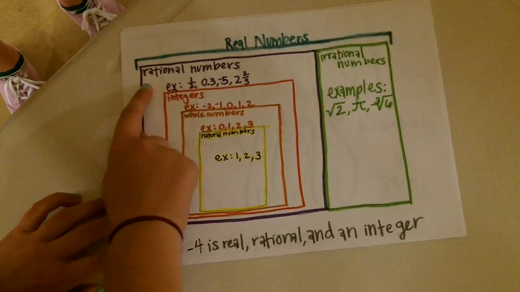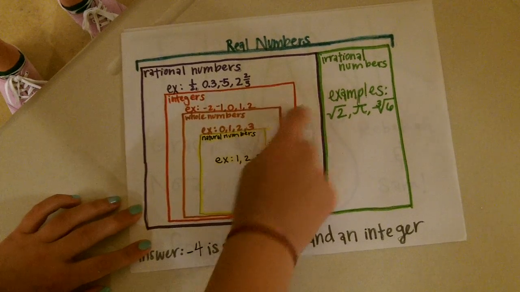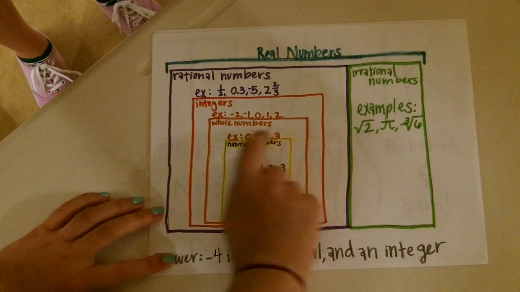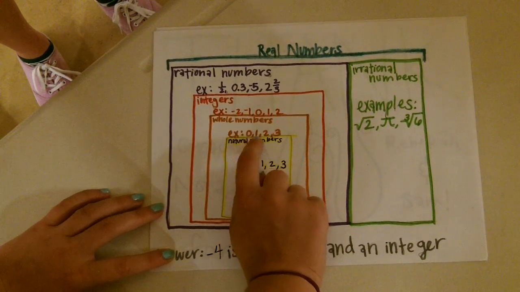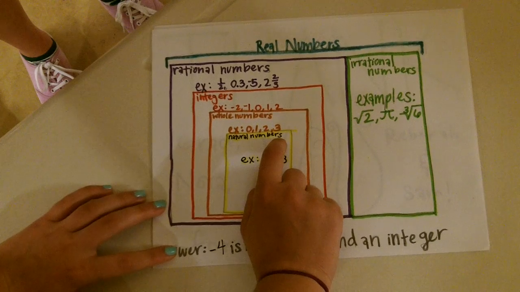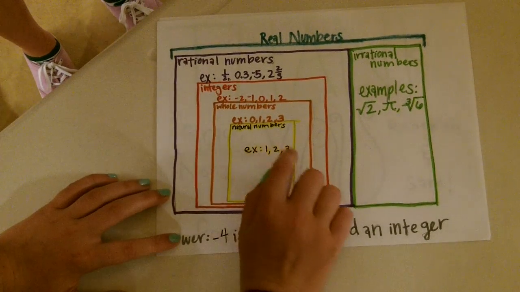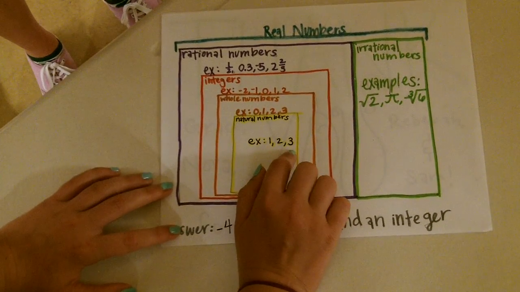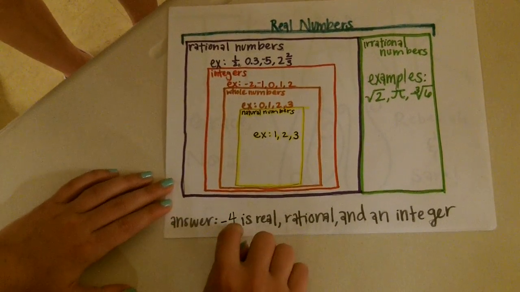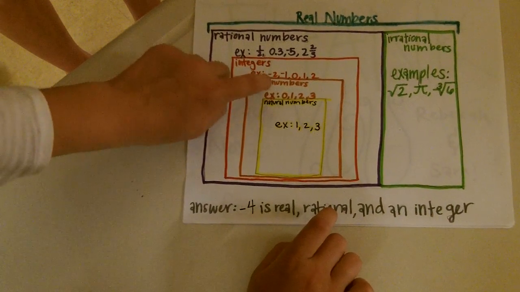Rational numbers can be 1/2, 0.3, -5, 2 2/3, anything that can be written as a fraction of these integers. Then in integers, there's the category whole numbers, which is 0, 1, 2, 3, all the way up, but it does not include negative numbers. And then natural numbers is essentially the same thing as whole numbers, except it doesn't include 0. So these are like the counting numbers that you learned in kindergarten, 1, 2, 3, all the way up. So the answer to the question that we had on that other slide is that -4 is real. Obviously, it's rational, and it's also an integer, but it is not a whole number or a natural number.